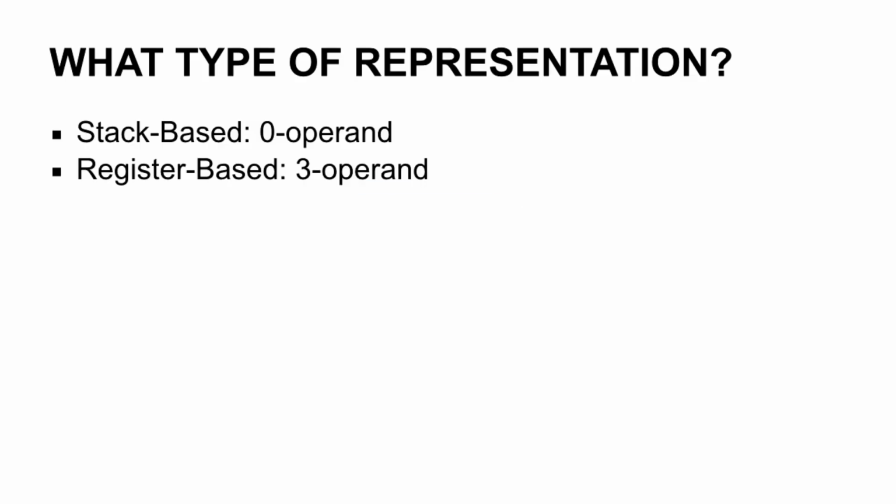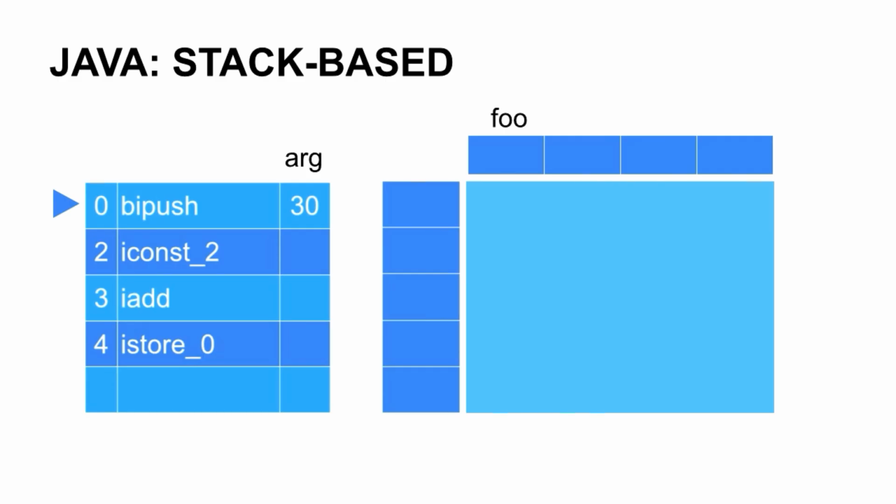But even once we've decided on that, there's a question of what type of representation we still want. There are 2 popular choices. We could go with a stack-based representation, also known as zero-operand form, or we could go with a register-based representation, known as 3-operand form. We'll see why they're called that in just a moment. As you may know, Java uses a stack-based implementation.